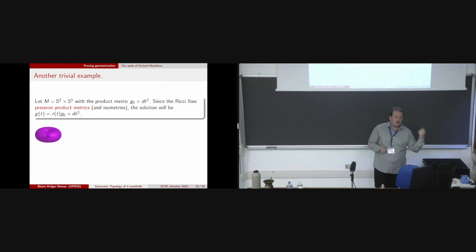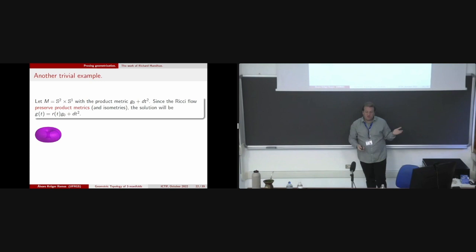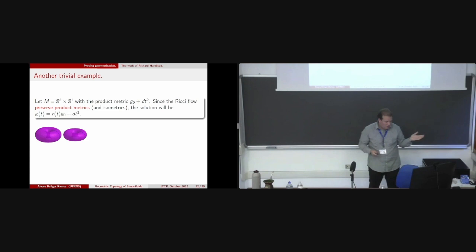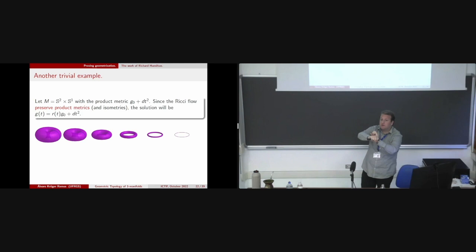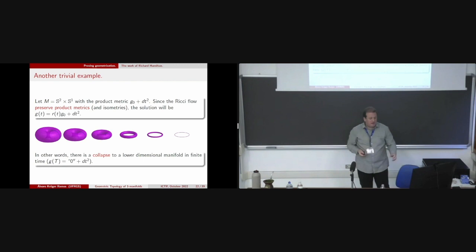So S1 has no intrinsic curvature. Curves don't have intrinsic curvature. So the factor S1 is always going to be S1. And the solutions will be just a rescaling of the round metric of S2, and they will leave this factor intact. And again, just like the round point collapsing here, the radius of this S2 is going to shrink, shrink, shrink to a point, but it's the radius of this S2 factor. So you still will have your S1. So here we are seeing a collapse to a lower dimensional manifold.